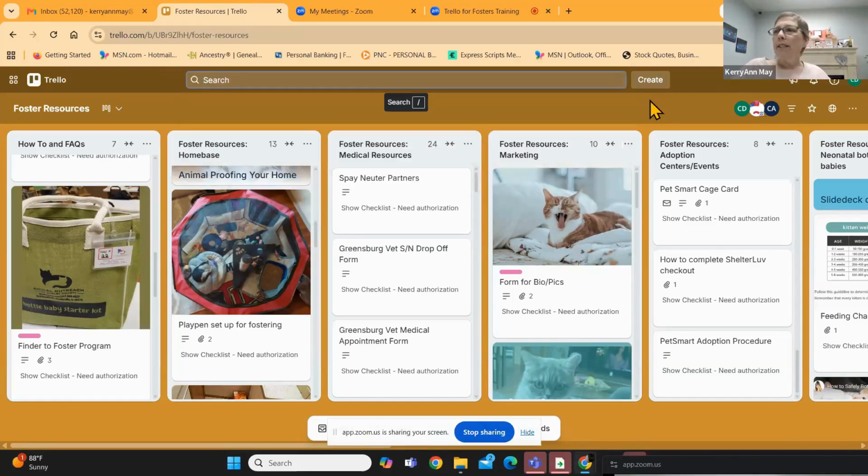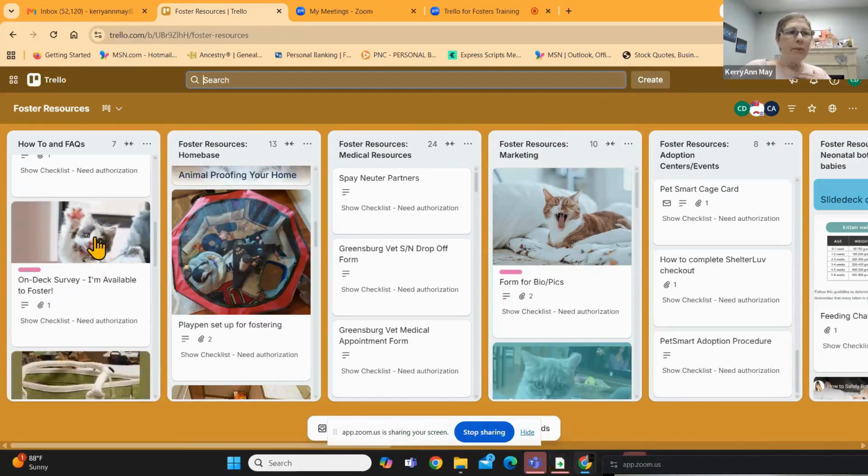Okay. All right. So the other thing is that it goes from left to right. From the very start till the time you find a home for the kitties and you want to start all over again, when you hit the end and you've cleaned out your space and you're ready, then you're going to come right back over here and say, yes, I want to foster again and do the on-deck survey again. So it's just a closed loop. You just keep going.